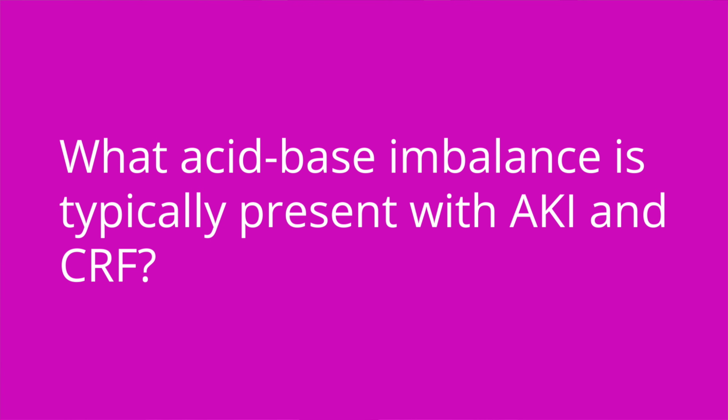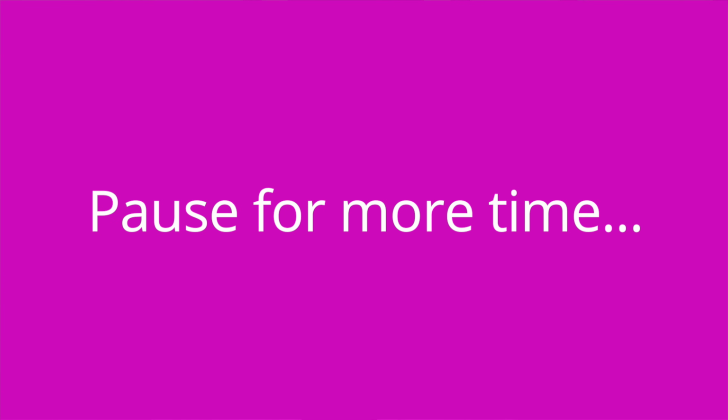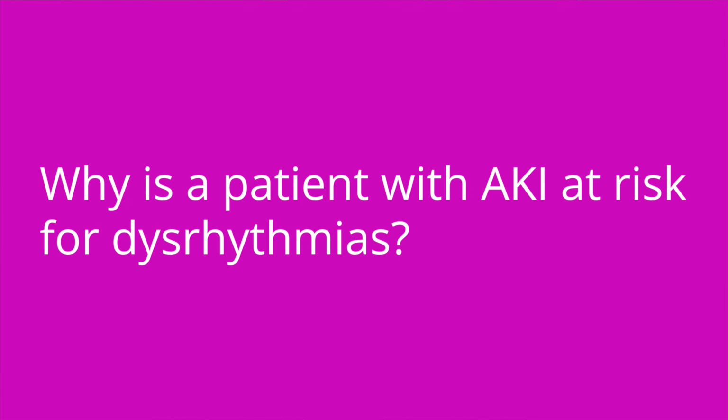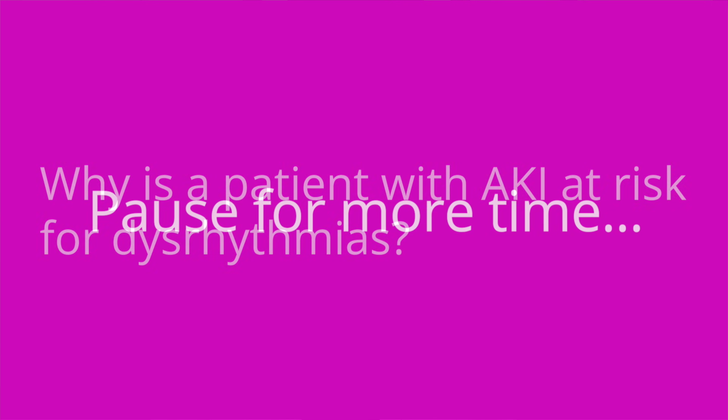All right, it's quiz time, and I've got 5 questions for you this time because we went over a lot of important information. Question number 1. What acid-base imbalance is typically present with AKI or CRF? The answer is metabolic acidosis. Question number 2. Why is a patient with AKI at risk for dysrhythmias? The answer is due to the presence of hyperkalemia.